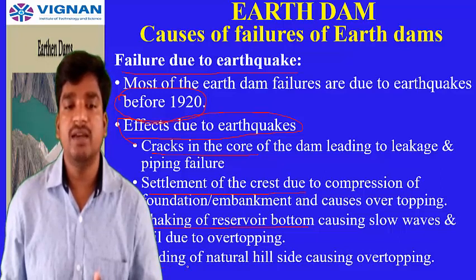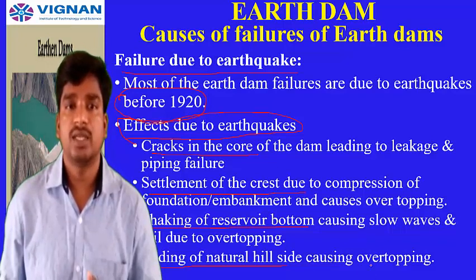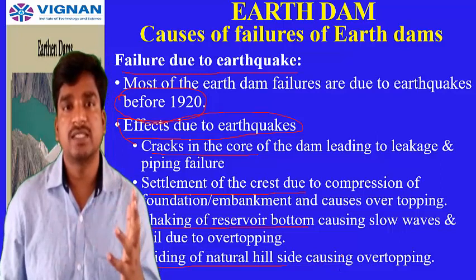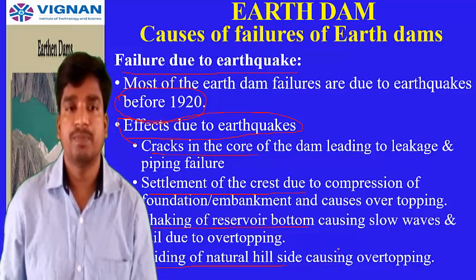Now, sliding of natural hillside. Sliding of natural hillside causes overtopping. Obviously, sliding always causes overtopping. Whenever there is a sliding, most of the chances are of overtopping of the water. Okay, now this is about failure due to earthquake.